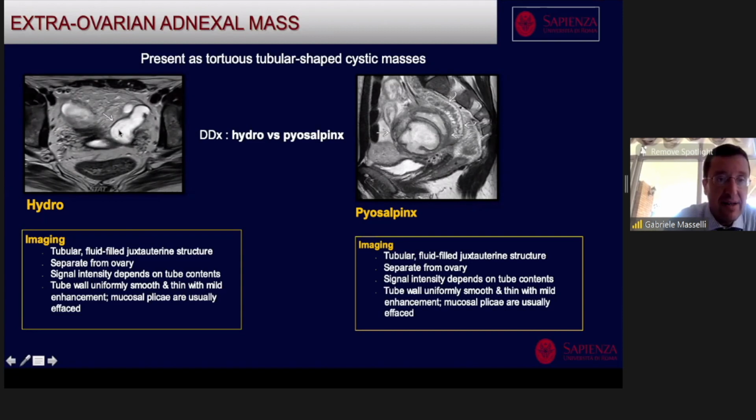Now here is another example of extra-ovarian adnexal mass. So you have to evaluate the morphology. If you see an ovoid tubular lesion, the most common diagnosis is a dilatation of the tube. You can differentiate hydrosalpinx from pyosalpinx by evaluating the content of the tube and the presence of enhancement, which is usually associated with inflammation.